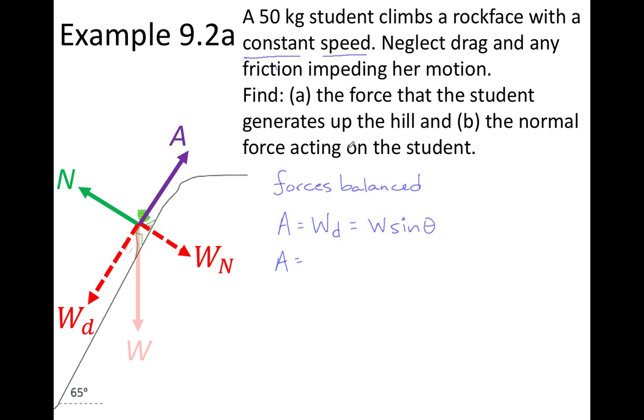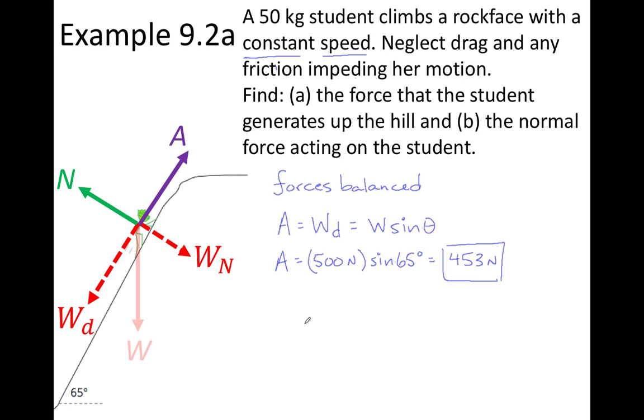To find the weight, we simply have to take the mass that's given as 50 kilograms times g, which we're using a value of 10. So there is 500 newton weight times the sine of our angle, which is 65 degrees. And that's going to give us our answer, 453, and that's a force, so it is measured in newtons.